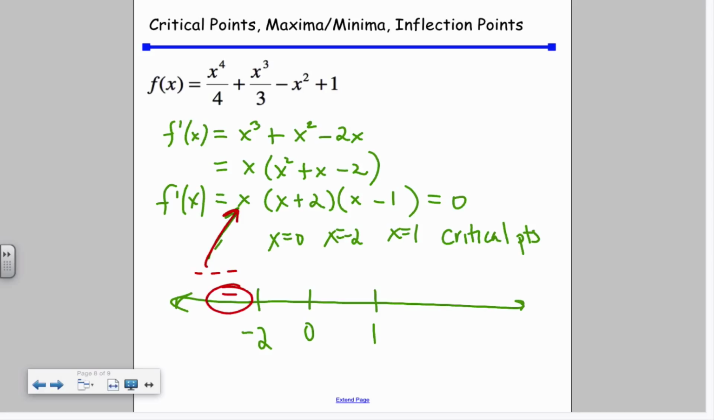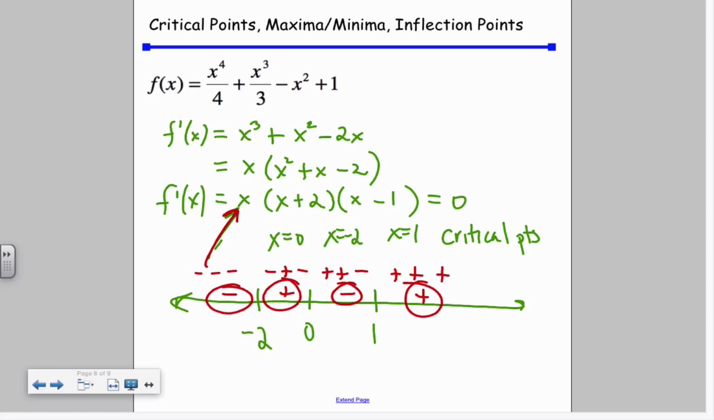I'm going to pick a number between negative 2 and 0, so let's pick negative 1. The x would be negative, the middle term would be positive, and the right term would be negative. So the whole section of the graph is positive. Let's go between 0 and 1 and pick 1/2. The x term would be positive, the middle would be positive, and the x minus 1 would be negative. So I'd have positive times negative, and this would be negative. Finally, picking a number to the right, I would have positive for x, positive, positive. So this whole section is positive.